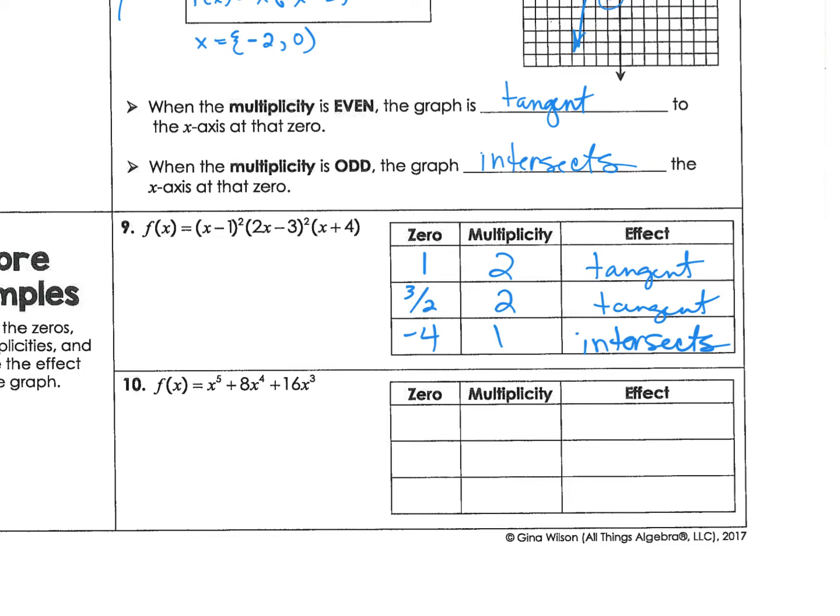If I know the lead term, I know the end behavior. So I know in general what it does. So if I know in general what it does, I know where my zeros are, I know what the multiplicity is, I could sketch this guy in general already. So let's look at another example, number 10.